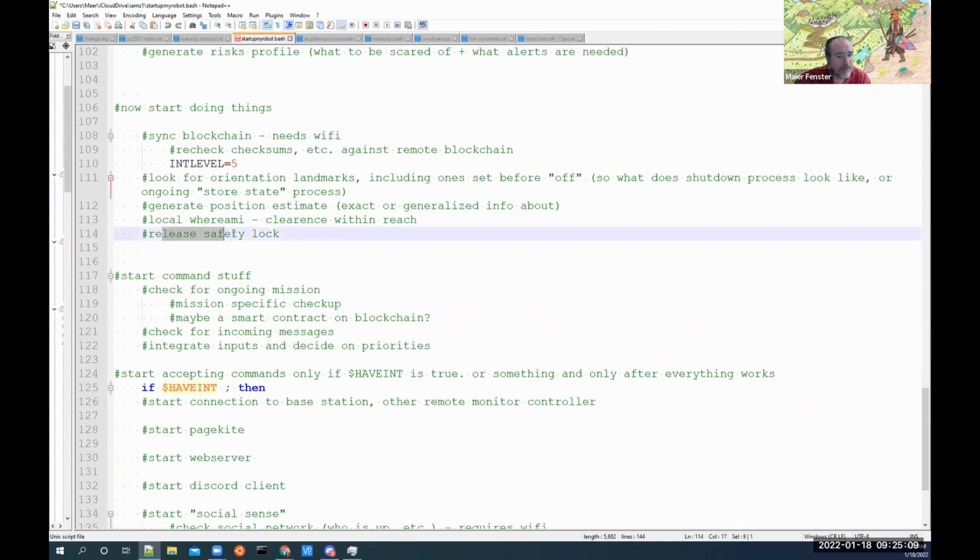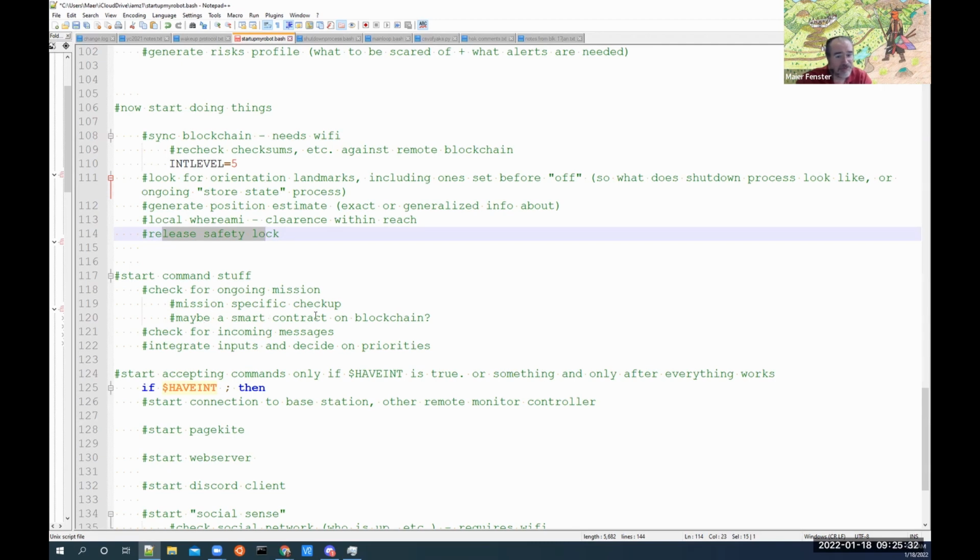So now, like I said, I released the safety lock. The rover is now willing to deal with the world, but nobody can tell it what to do yet. And it also itself didn't decide what to do yet. So first I check if there's some sort of ongoing mission. And if there is, it might be a mission-specific checkup.